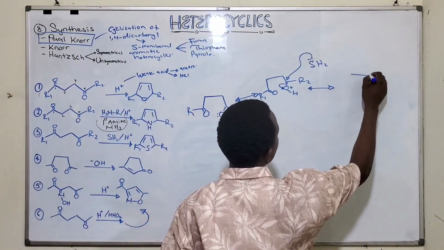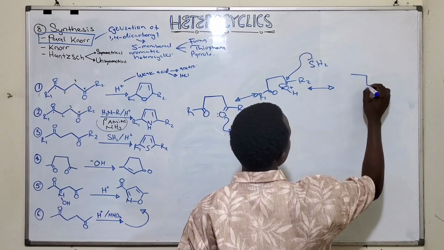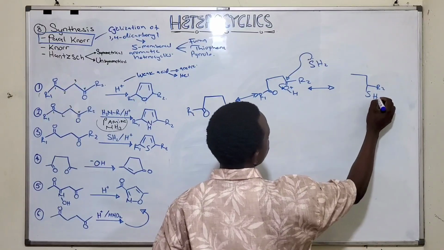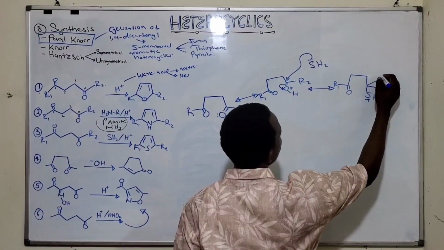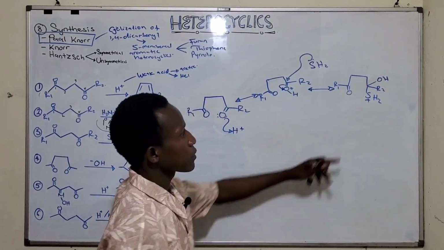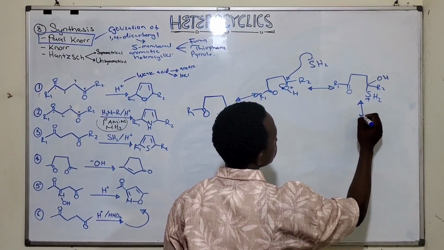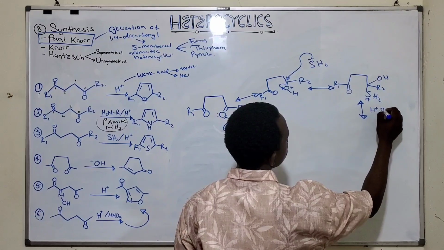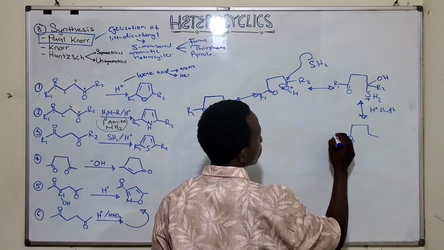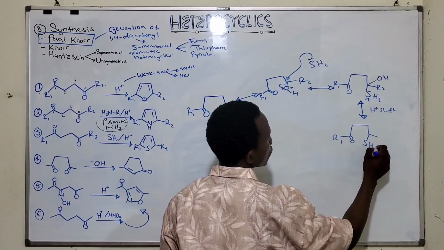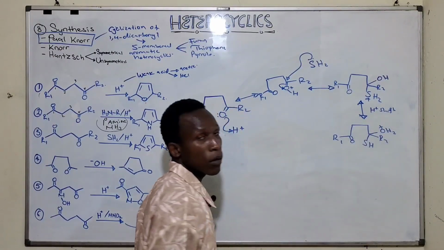So we are having this: R2 and SH2, it's now plus. Then R1 and OH. Then here we shall have a proton shift. Proton shift forming this: SH, R2 and OH2, it's now plus.